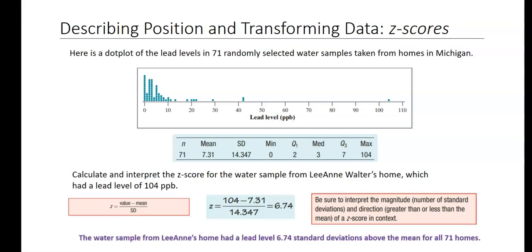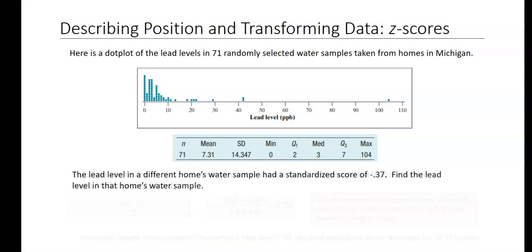This is what they said. The water sample from Leanne's home had a lead level of 6.74 standard deviations above the mean for all 71 homes. The lead level in a different home's water sample had a standardized score of negative 0.37. Find the lead level. Oh, so this is interesting.